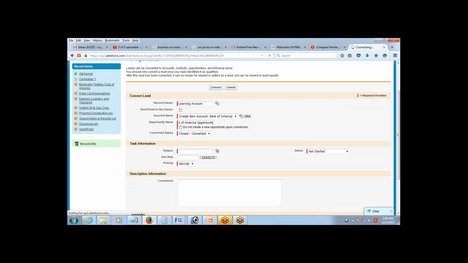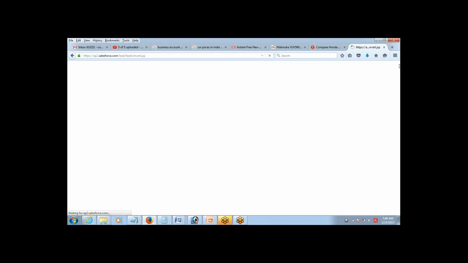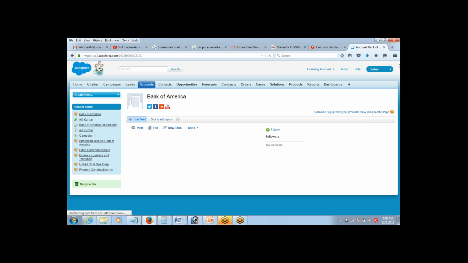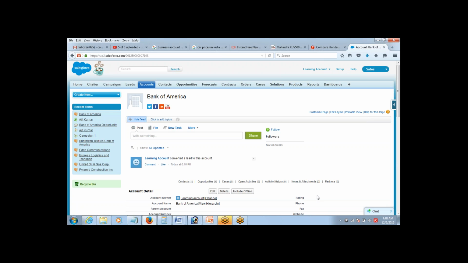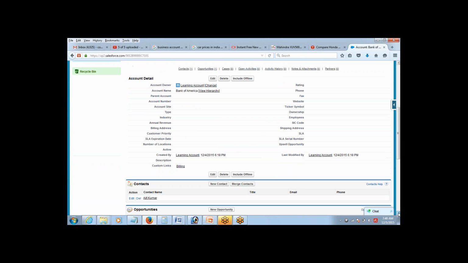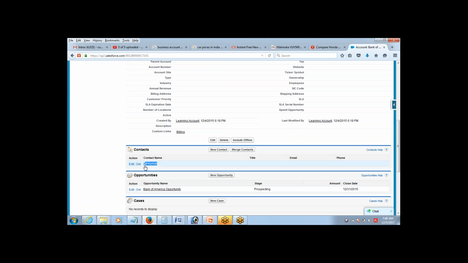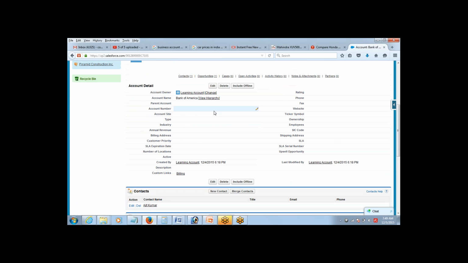Now, the moment you click on convert, this lead would have created three records: one account, one contact, one opportunity, right? See, Bank of America is the account. If you scroll down under this, you will see there is this contact Ajit Kumar created and opportunity also created, right? So under account, you have the option of entering all the details related to the company, type of the company, industry, annual revenue, number of employees, website, SIC code. All this information can be tracked under the company information.